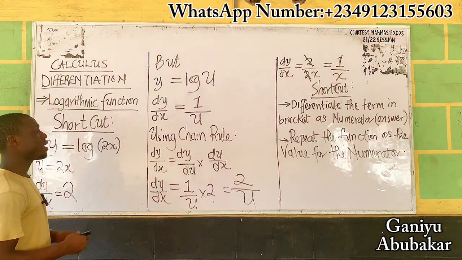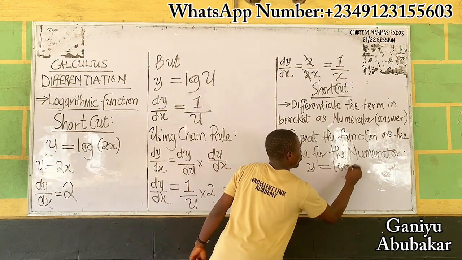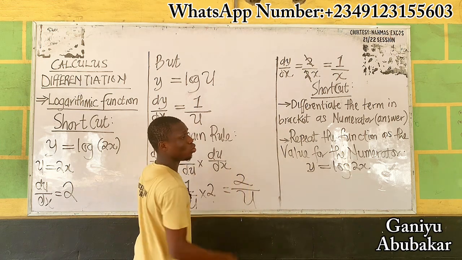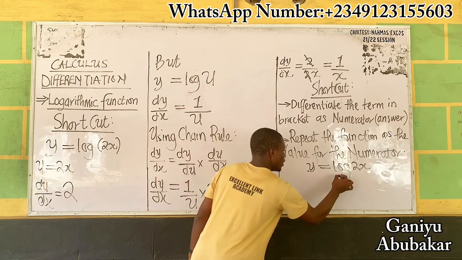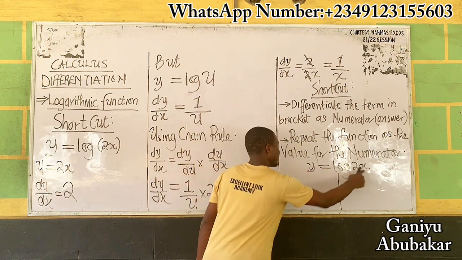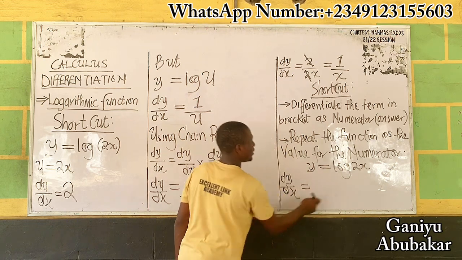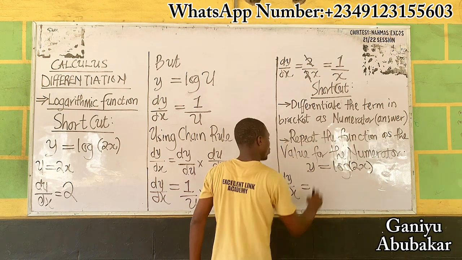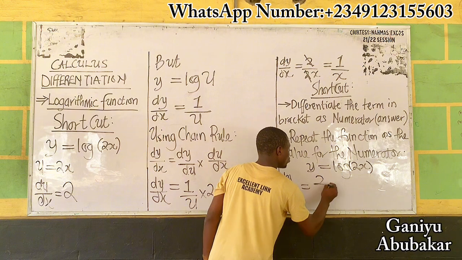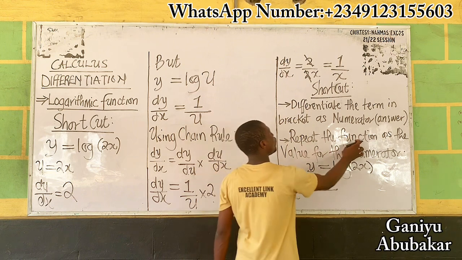1, 2. Now, what am I saying in essence? Let's say I have y equal to log 2x. I want to use the shortcut. What do I do? It's easy: I have y, I have x. That gives dy over dx is equal to, what do we say? We said differentiate the term in brackets as the numerator. So if I differentiate 2x, I'll have 2. It must be the numerator. All over, we said repeat the function as the denominator.